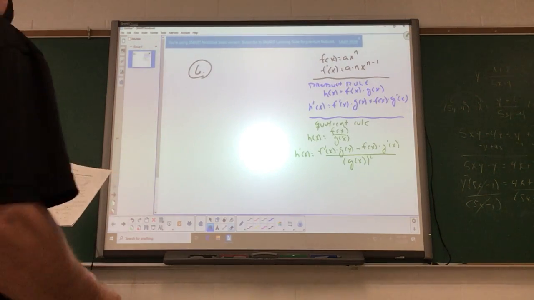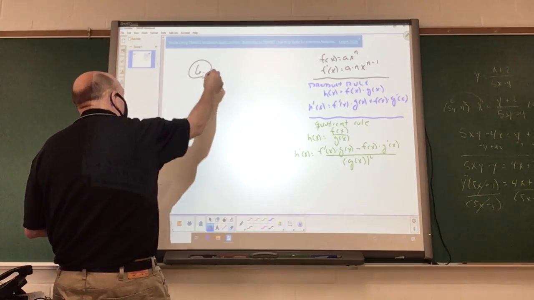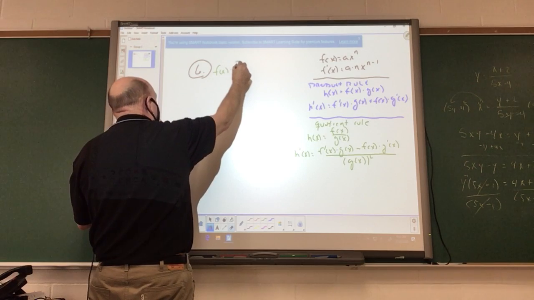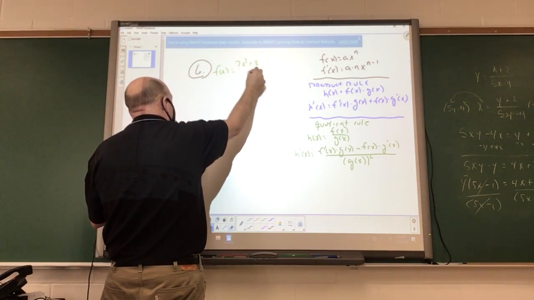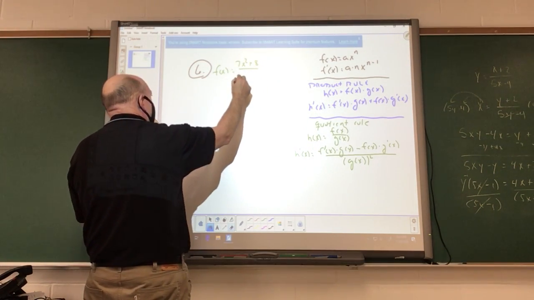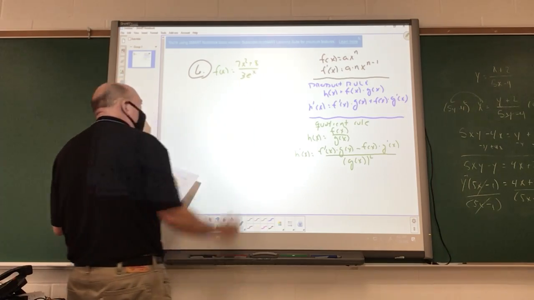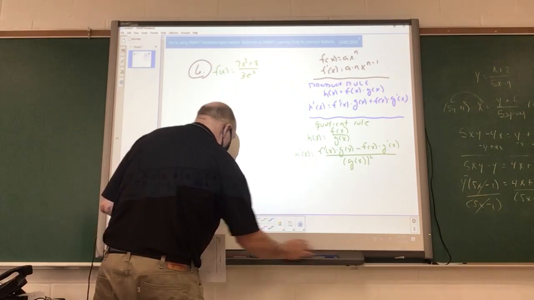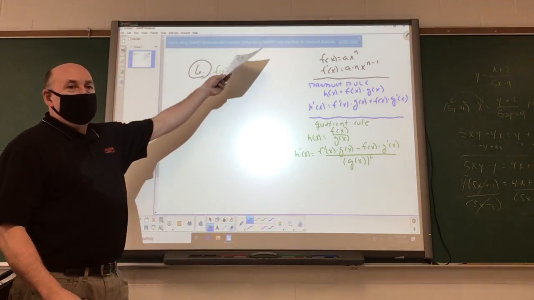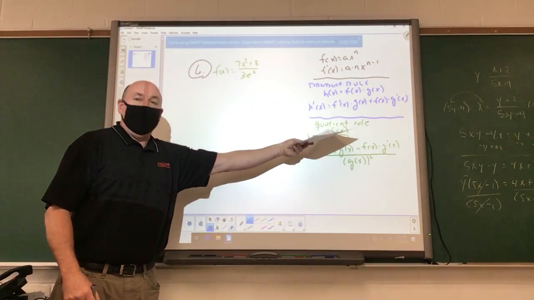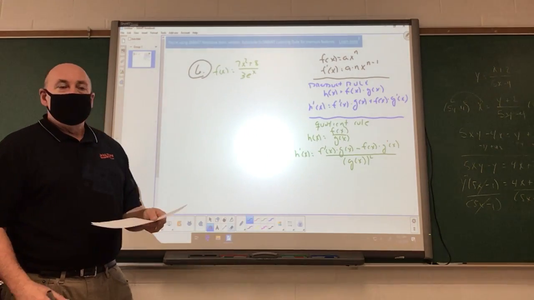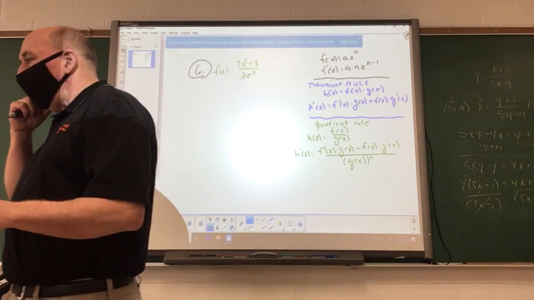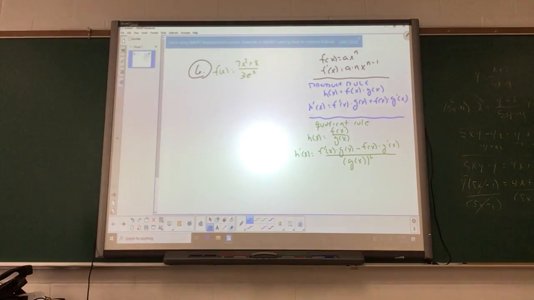Well, what we have here is two functions being divided. So we have 7x squared plus 8 over 3e to the x. So we have two functions being divided, so if we're dividing, that's our quotient rule. So we have the derivative of the top times bottom.